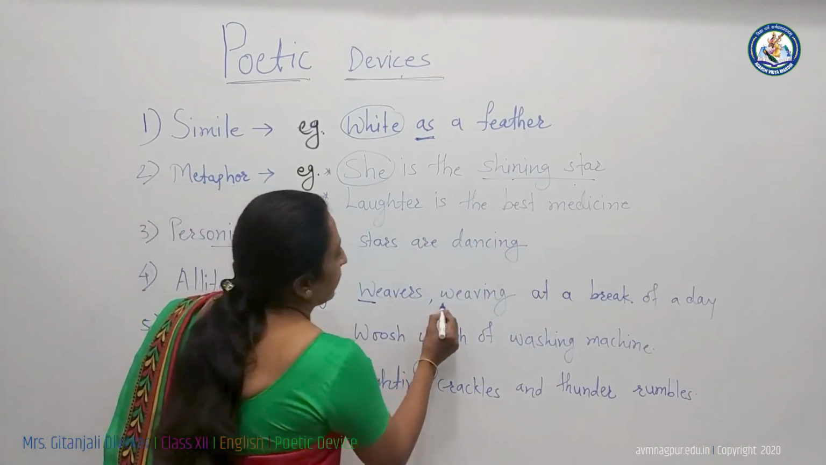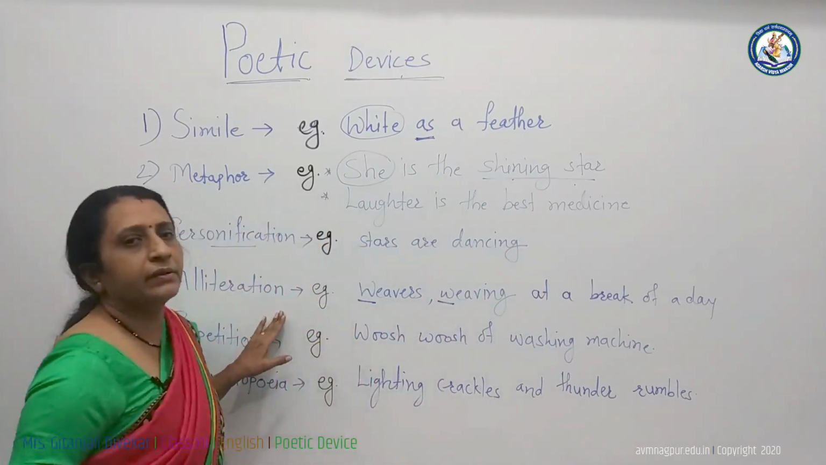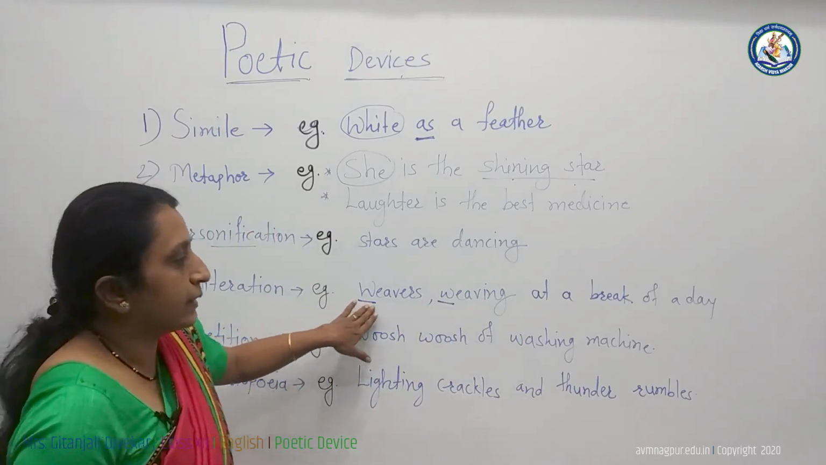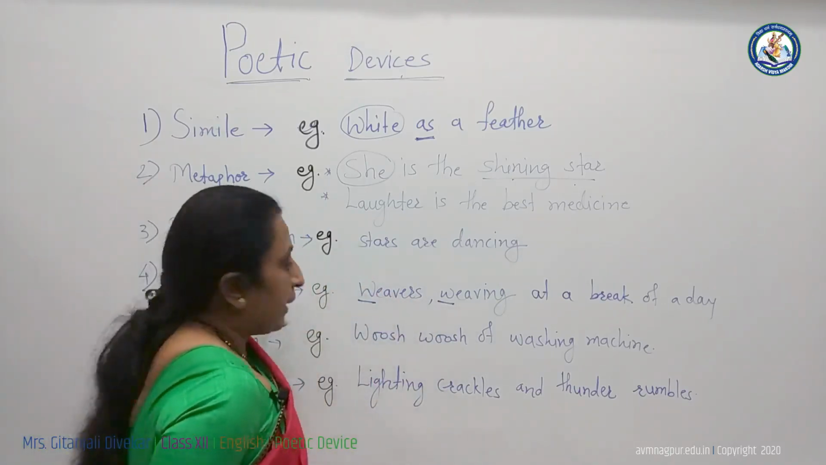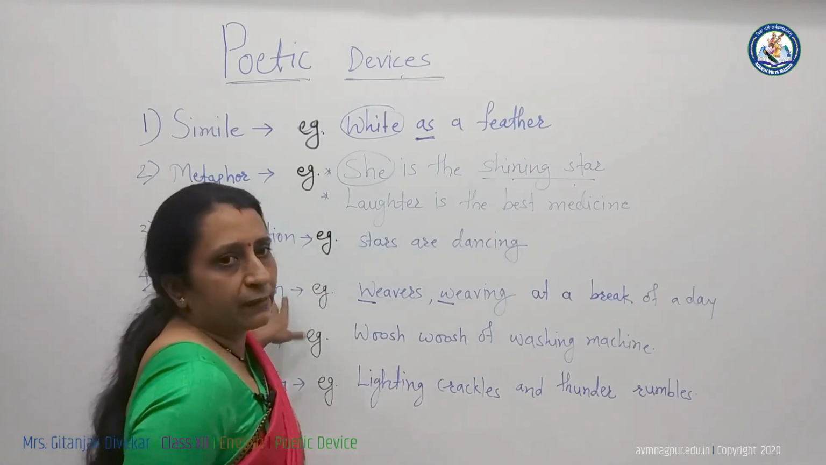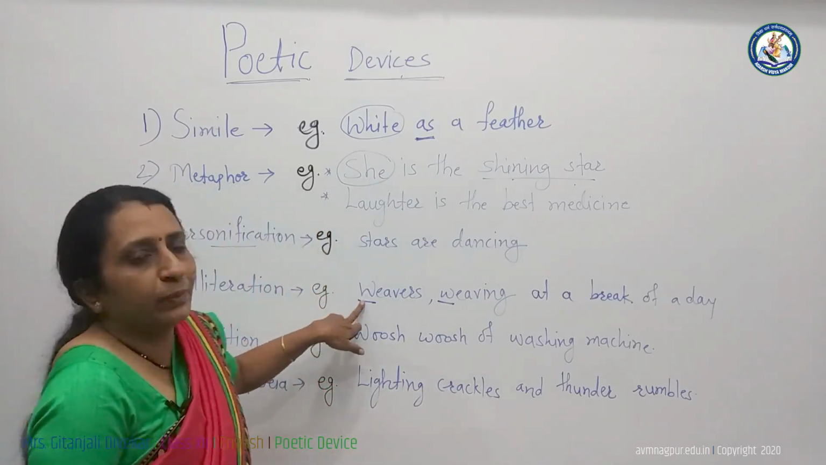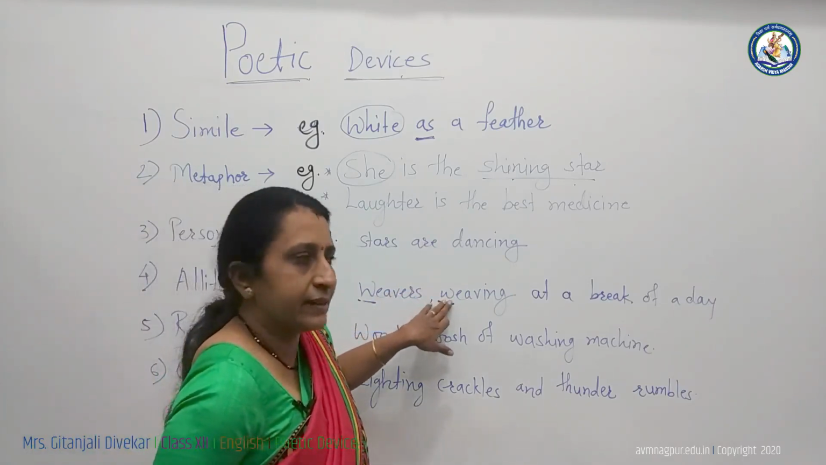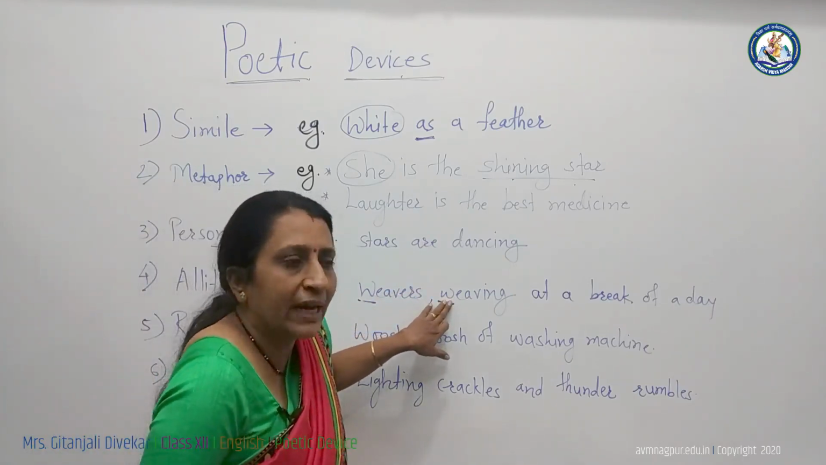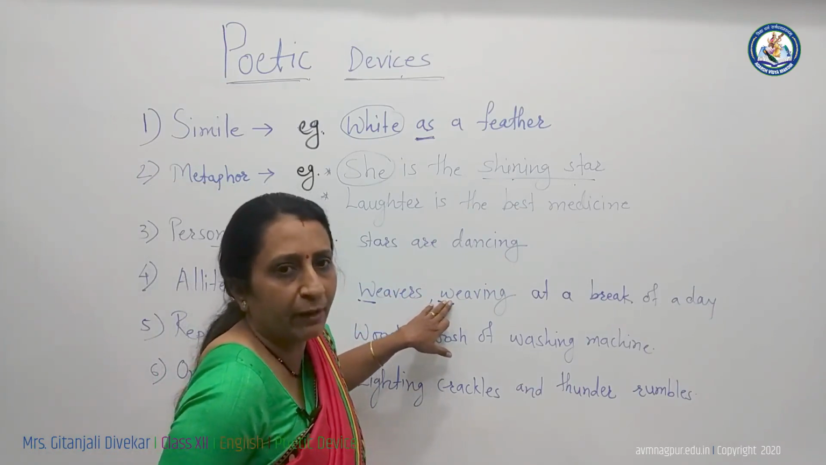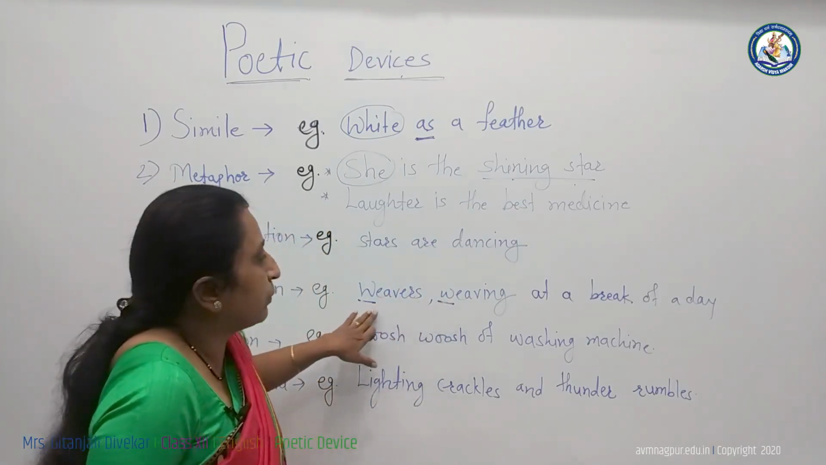Which word is repeated? Which sound is repeated? The sound of W is repeated. See, what is alliteration? Alliteration is a figure of speech in which the sound at the beginning of a word is repeated in the same line. This repetition should be at least two times. The minimum requirement is that it should be repeated at least two times.